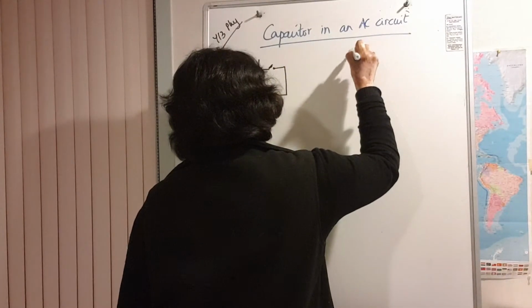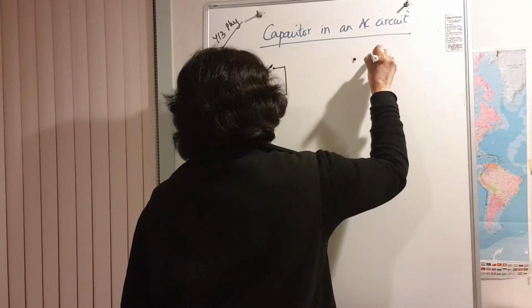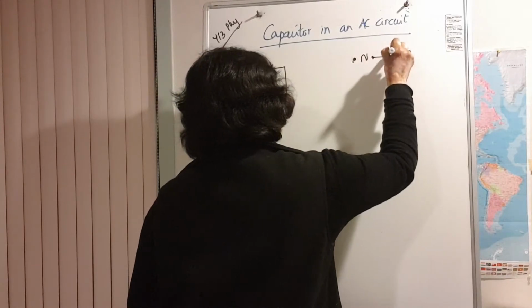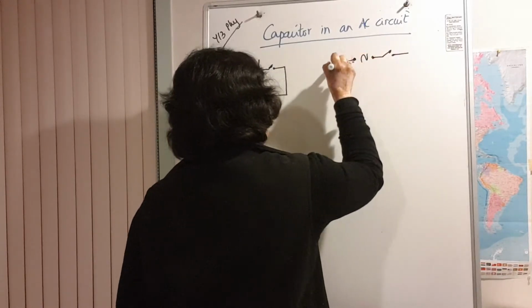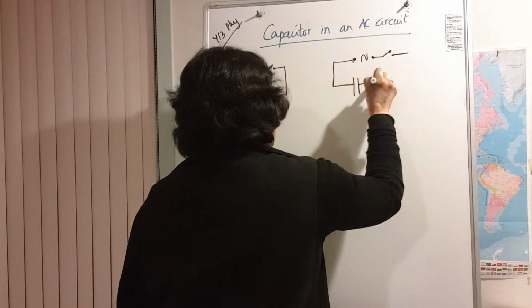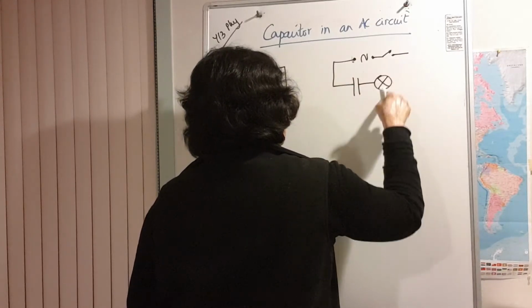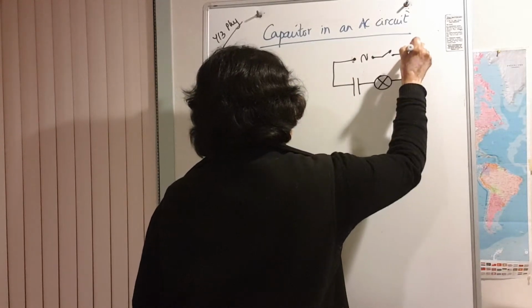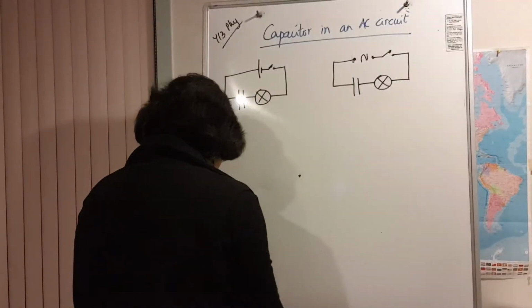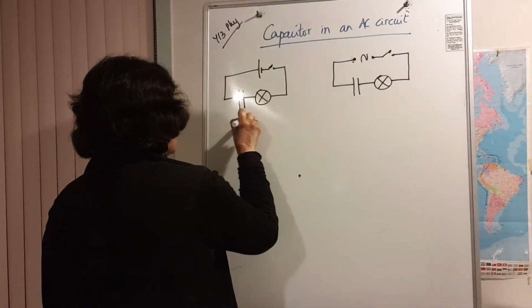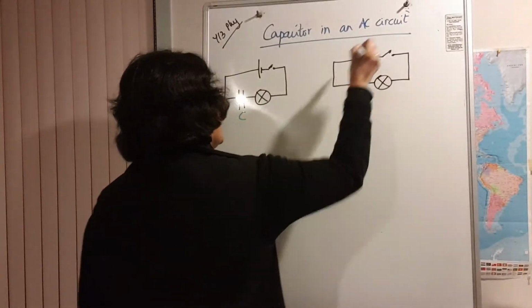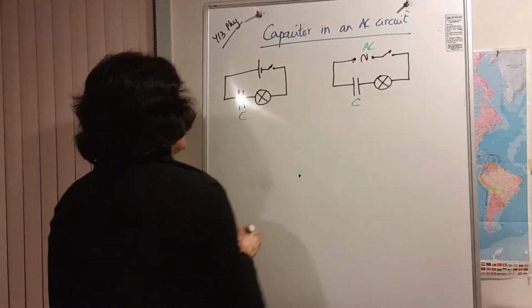And the other one is an AC supply. Let's say you got a lamp and a capacitor and a switch. So here's your lamp, your capacitor, and there's a switch. And the symbol for a capacitor in a circuit is the letter C. Okay, and this is an AC supply.